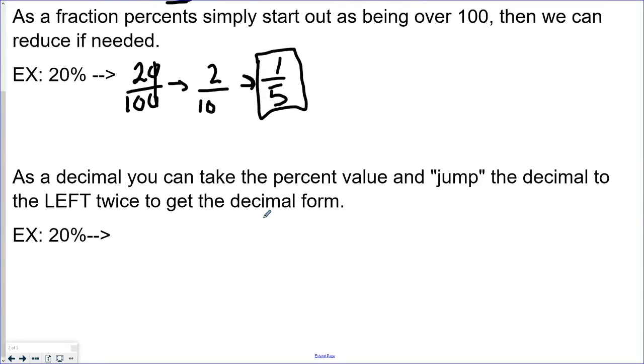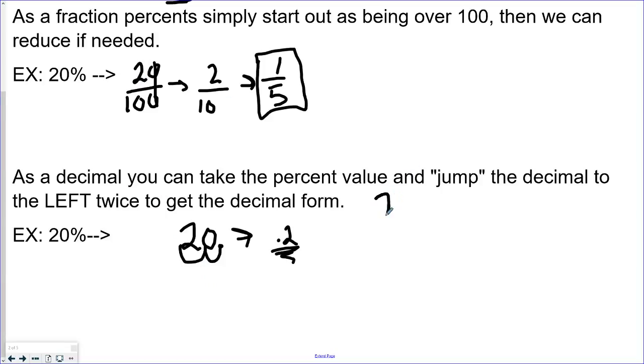To get the decimal form, what you do is you take the number, 20 again, then you jump the decimal left twice. So remember, if you don't see a decimal, you assume it's always at the very right end, and you jump it left twice, and that new value, which in this case is 0.2, that is the decimal form of 20%.